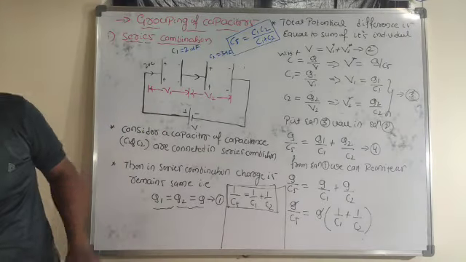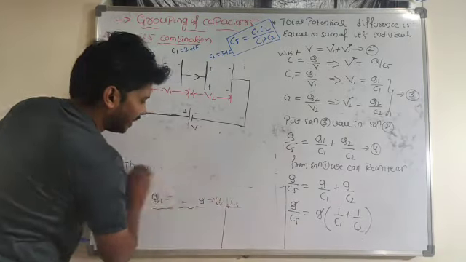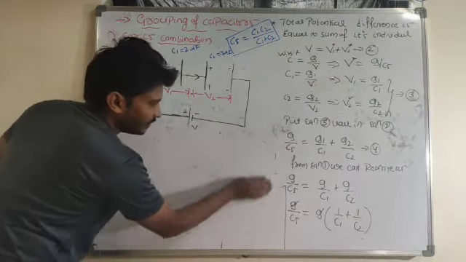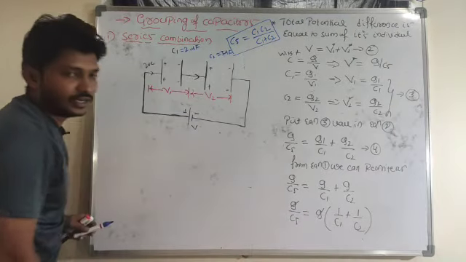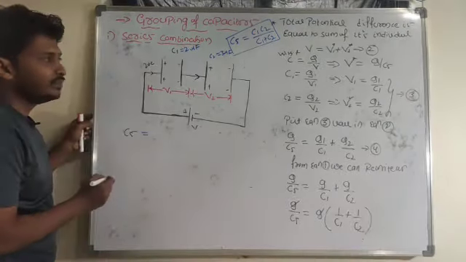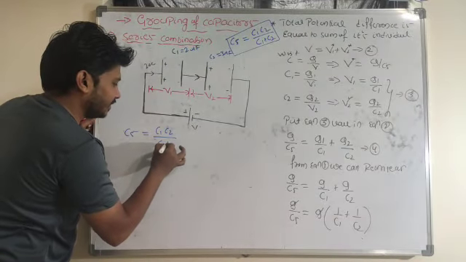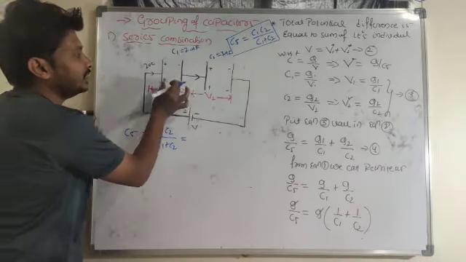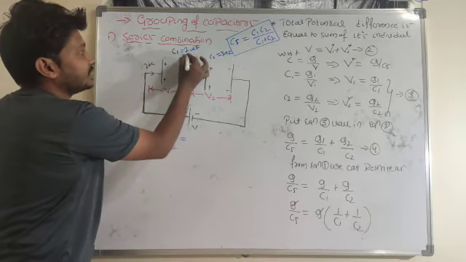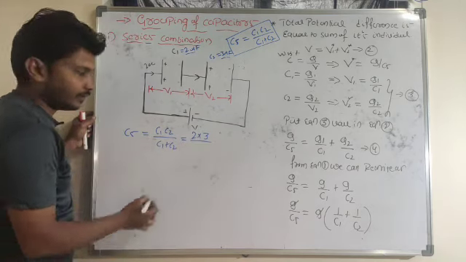Hope you are understanding these derivations. I want to calculate whether the effective capacitance is less than the individual or more than the individual. What is the connecting formula I have here? Cs is equal to C1 into C2 divided by C1 plus C2. These two capacitors are arranged in a series combination. One is 2 microfarad, another one is 3 microfarad.